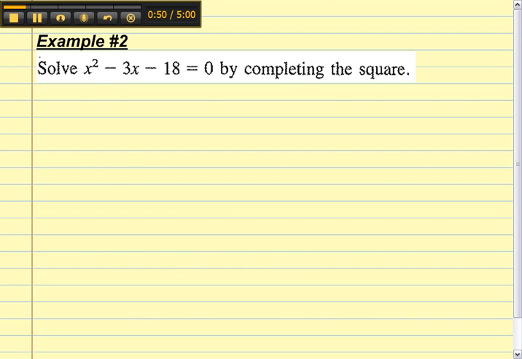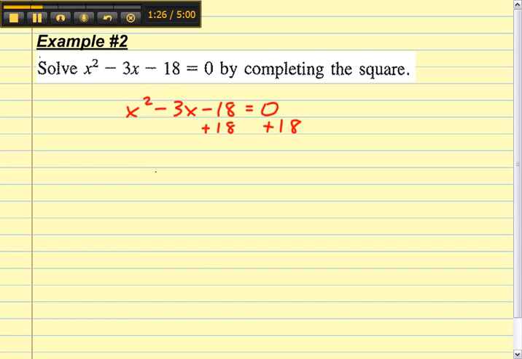Okay? Now, this says solve x squared minus 3x minus 18 equals 0. They want us to solve it by completing the square. So I'm going to start with x squared minus 3x minus 18 is equal to 0. Now that's not a perfect square. Negative 18 is not a perfect square. So I don't like that number. Here's what I'm going to do. I'm going to add 18 to both sides and get rid of it. I'm going to put it on the other side.